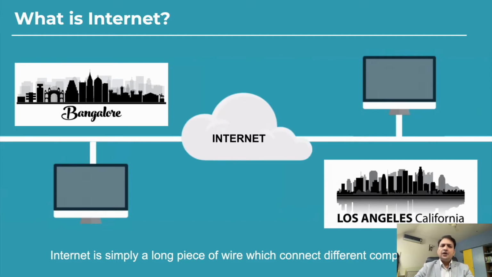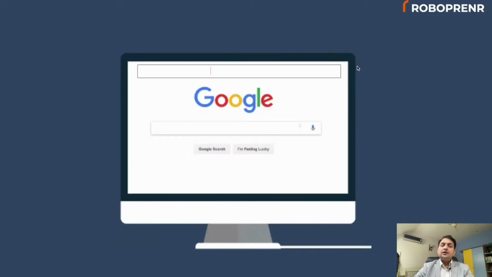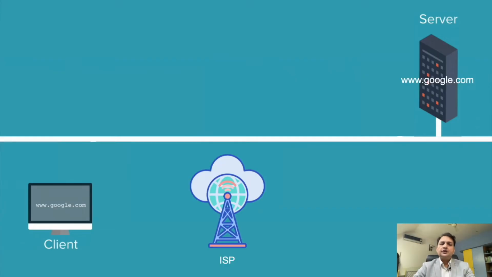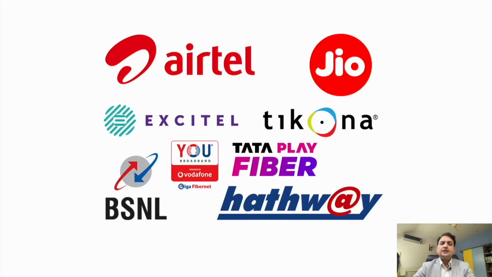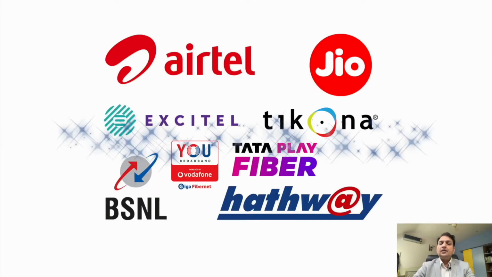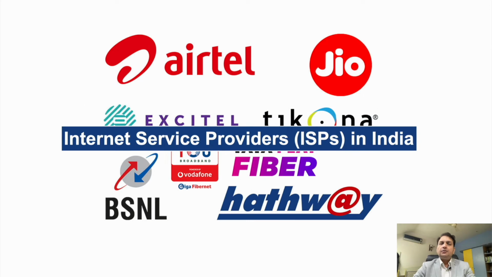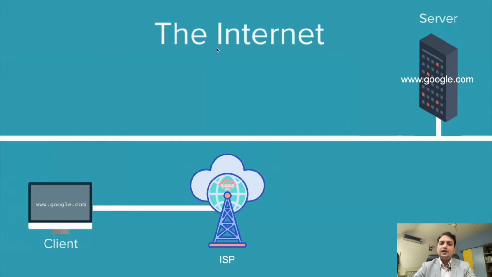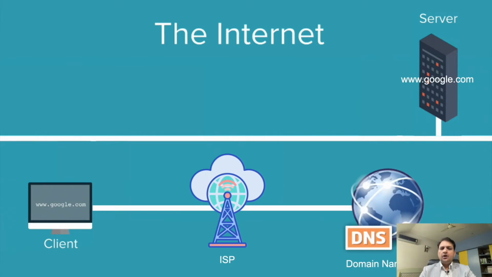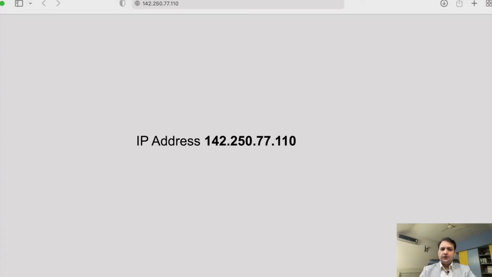Now what happens when you open your browser and enter www.google.com? Your request first goes to your ISP, that is Internet Service Provider, the company that provides you internet. It may be Airtel or Vodafone or BSNL, or whichever company's internet you are using. Your ISP will contact DNS, that is Domain Name Server. What does a domain name server do? It simply maps a domain name to an IP address.